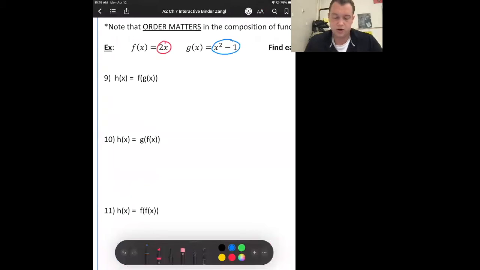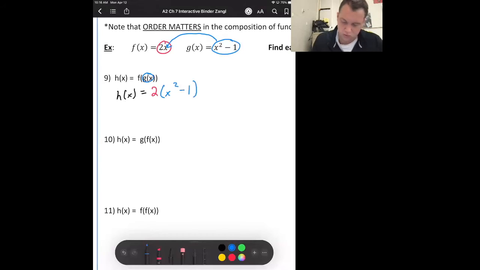So when I look at this, if I want to plug this in, if it says f of g of x, what this means is this g of x is going to take the place of the x value in my f of x. So I am going to take my g of x and it is going to get substituted in for the x value of my f of x. So right now I would have h of x equals, I would have that 2, but now instead of putting x there, I'm going to substitute my g of x. So I'm going to have x squared minus 1.